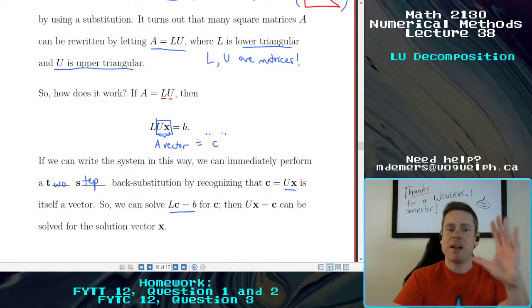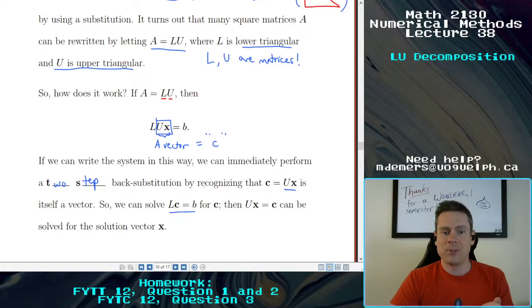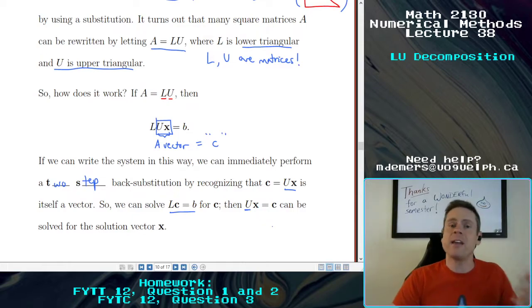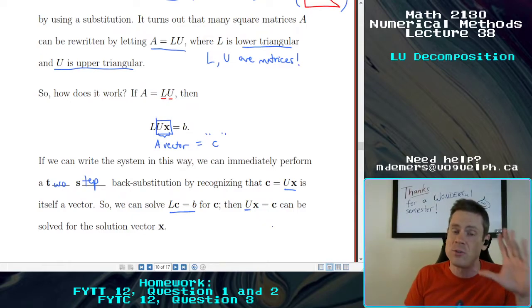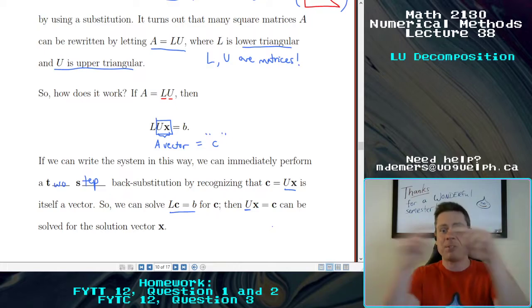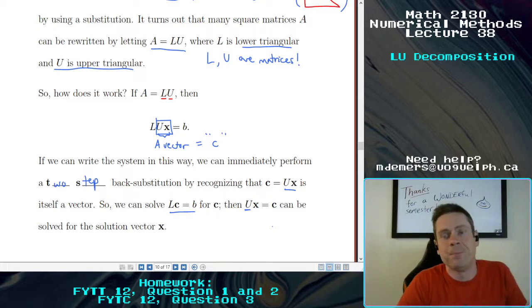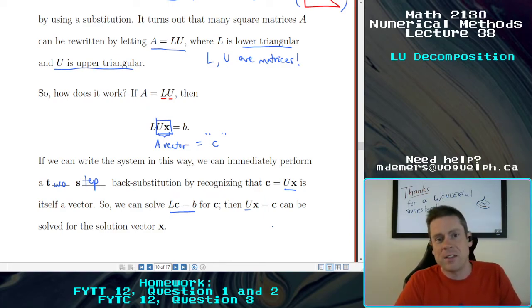Once we've got the vector c, then we're going to be able to solve for x because I know that Ux equals c. And that means that I can do another back substitution pretty quickly because U is also triangular. Remember that triangular matrices make back substitution really easy because I can just list off sequentially, solving for the different components one at a time. So that's really convenient. The big thing is, of course, how the heck do we write a matrix A in this form?